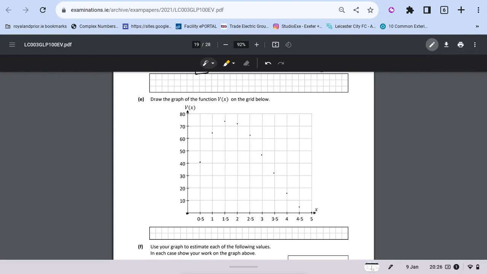And then join that up. Nice smooth curve. So for linear, and for quadratics and cubics, which this is, to the power of 3, nice smooth curve. No need for your rulers. And that's my function V of x.